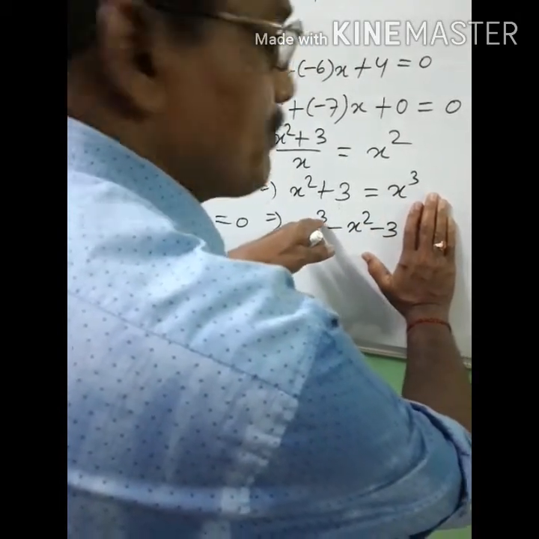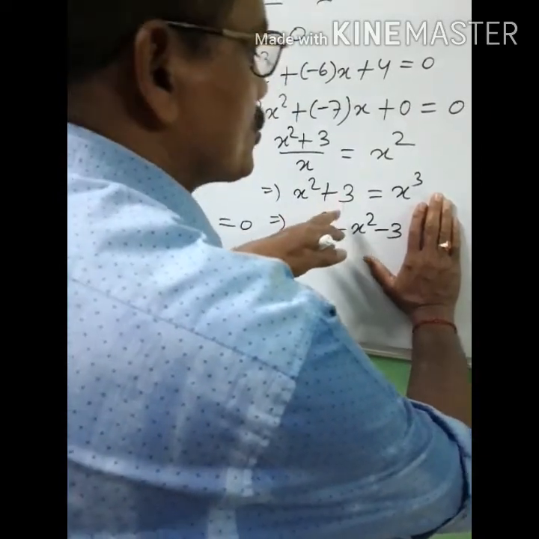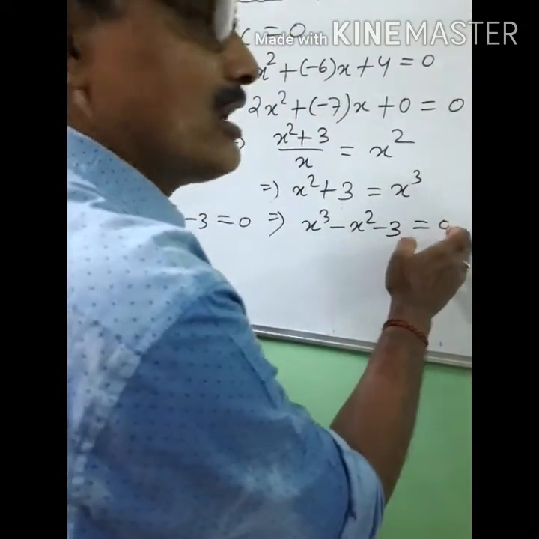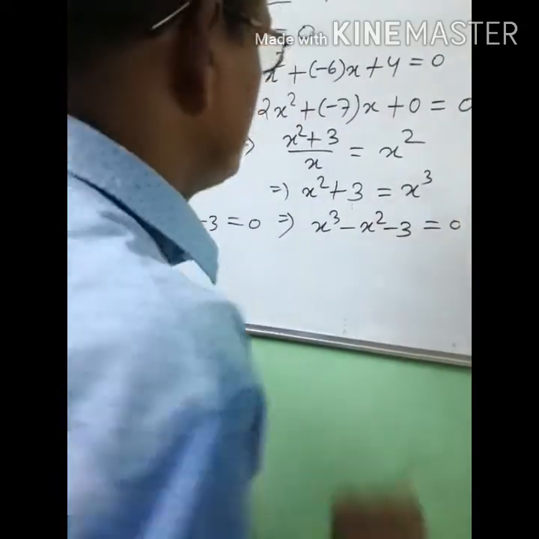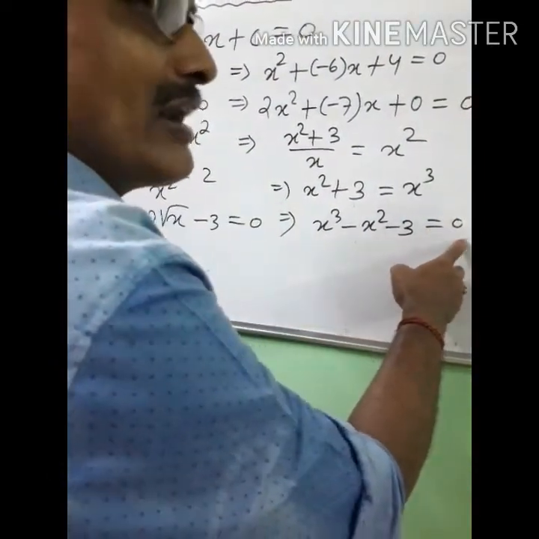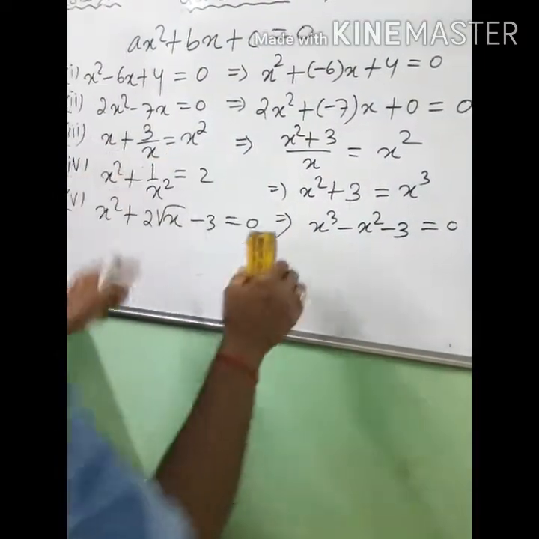It is a cubic polynomial. Degree is 3. So the equation is not a quadratic equation. x cube minus x square minus 3 is equal to 0 is not a quadratic equation. Clear? This is example number 3.